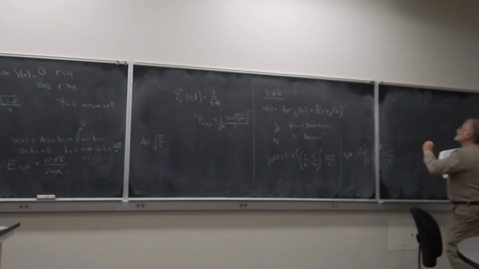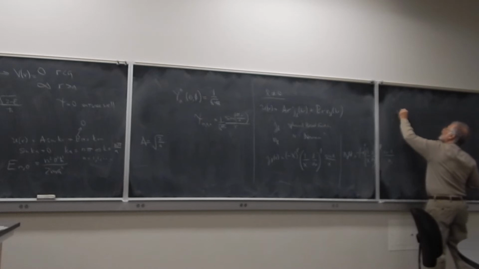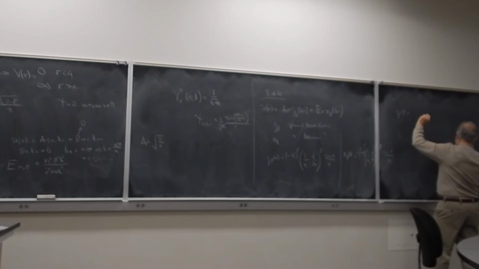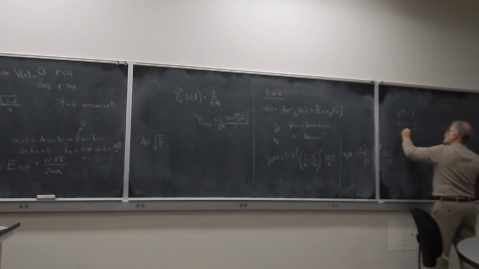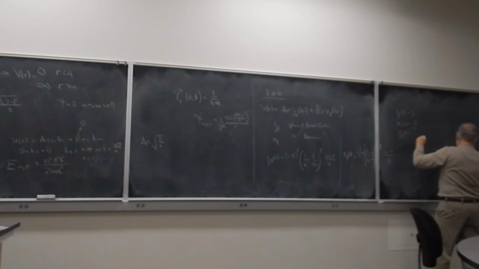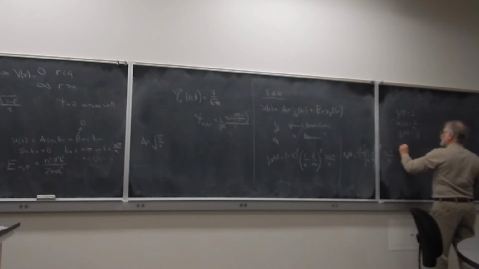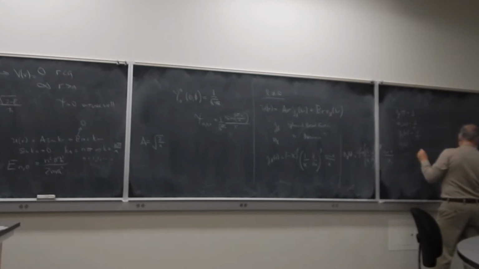And if I look at a few of these, j0 of x is equal to 1. n0 of x is equal to 1 over x. j1 of x is equal to x over 3. n1 of x is equal to minus 1 over x squared.